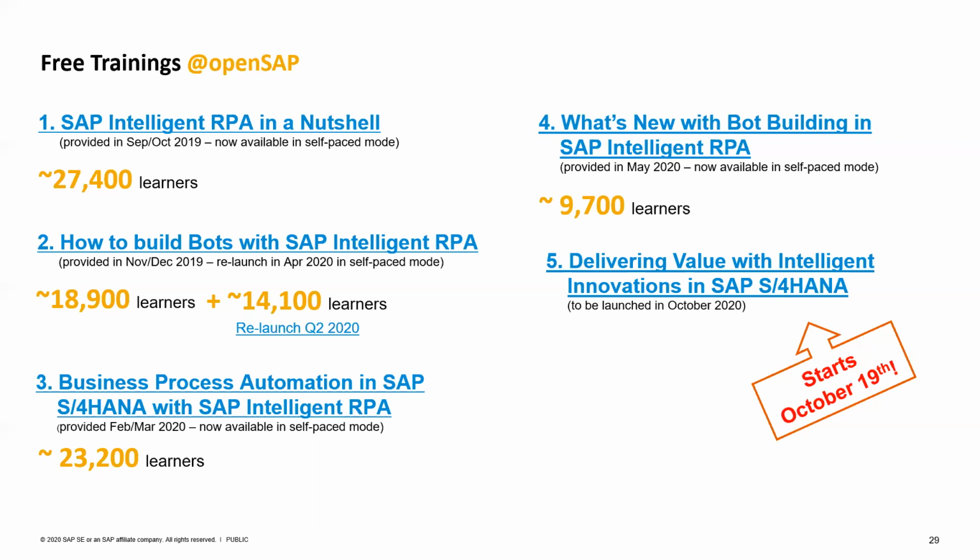There are also courses around S/4HANA and Intelligent RPA. And a course will come in October this year, provided by our colleagues from the SAP S/4HANA team on how to deliver value with intelligent innovations in SAP S/4HANA. And SAP Intelligent RPA is one of those intelligent capabilities that will be shown here. So it starts October 19th. Feel free to register and to follow that course.